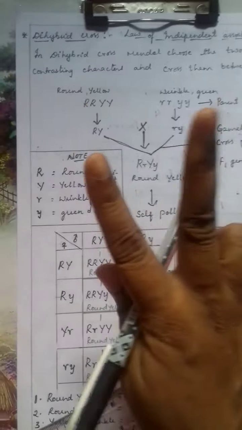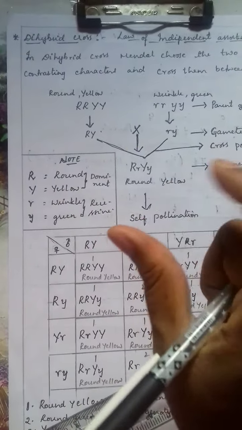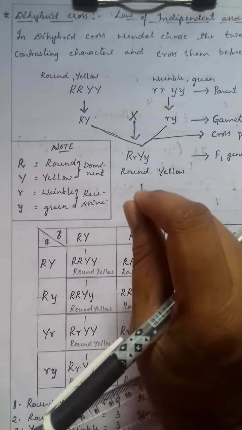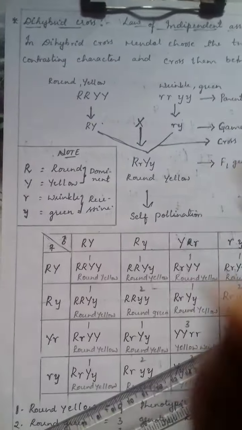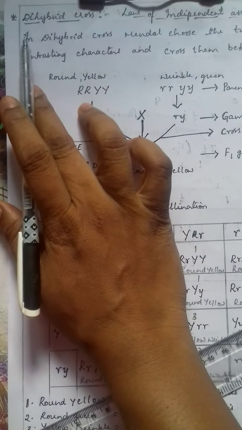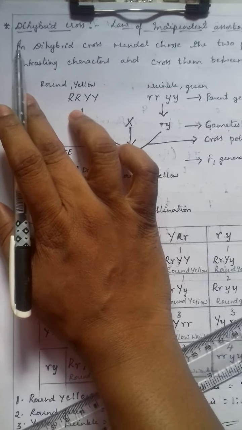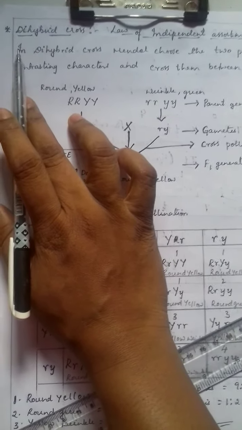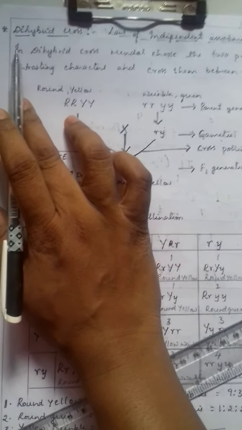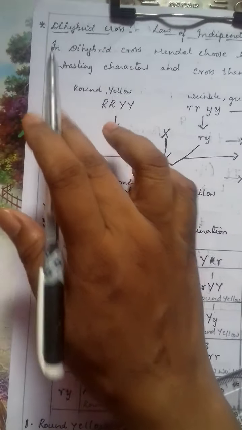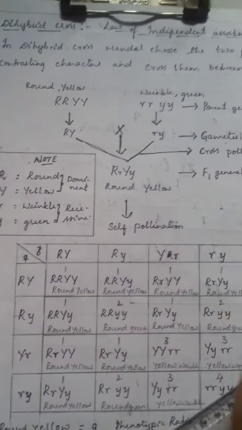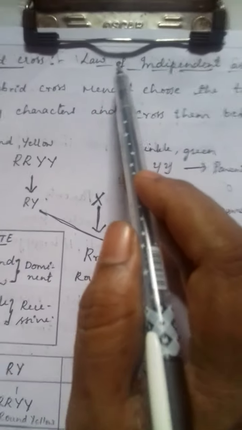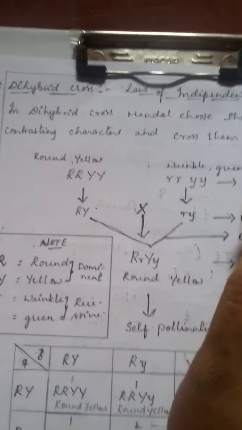Di means two. Hybridization means crossing between two organisms, two varieties. So in the dihybrid cross we consider two pairs of characters, that means four characters in total. A pair means two characters, so two pairs means four characters. Focusing on two pairs of characters and crossing them is called a dihybrid cross. This is also called the law of independent assortment.